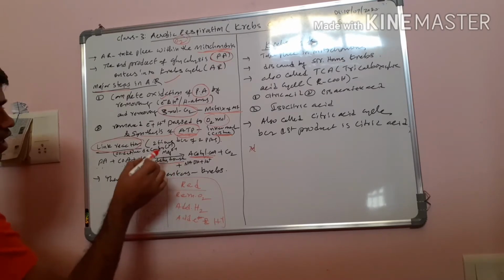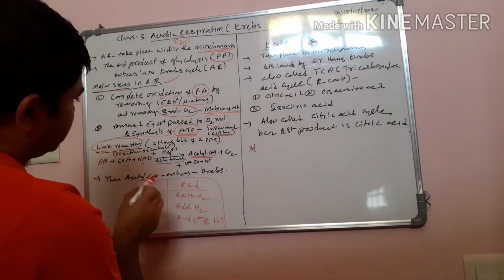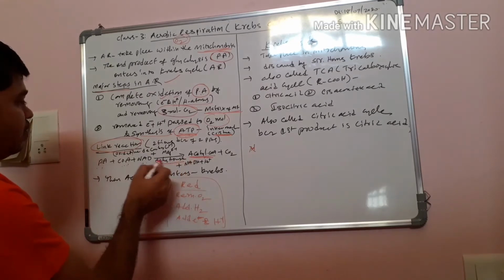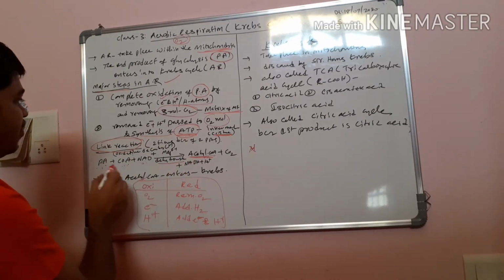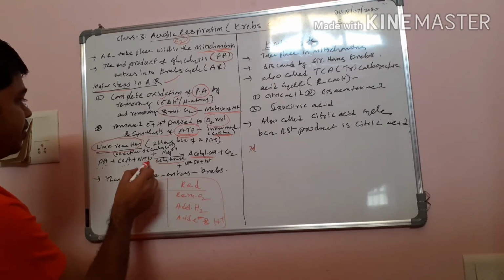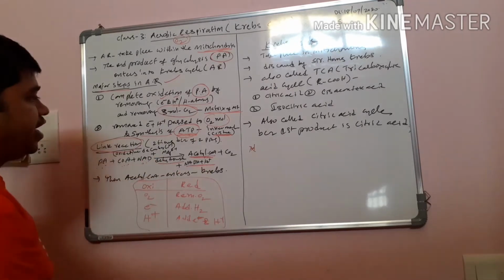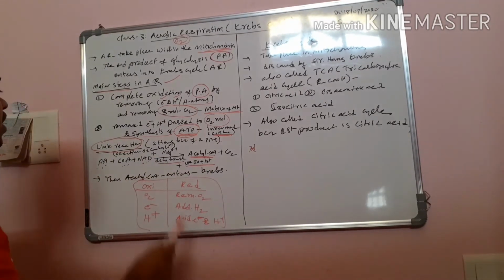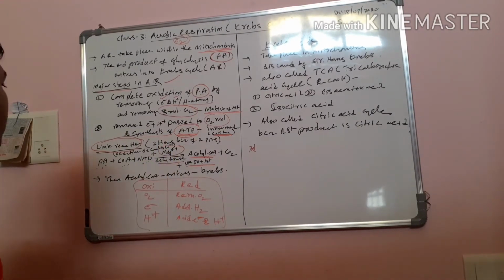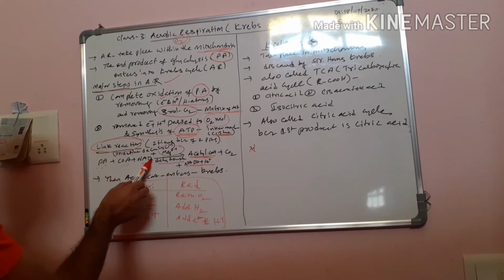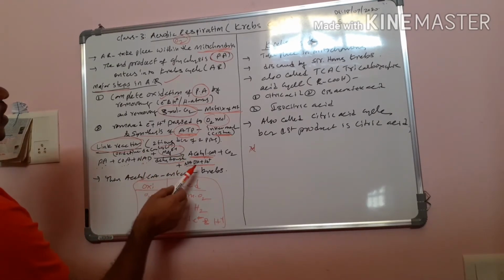Dehydrogenase, we already discussed in yesterday's class. Here hydrogen atoms are removed from pyruvic acid, captured by NAD plus, and converted into NADH plus H plus. Here magnesium ions also play a very key role. So where does this take place?